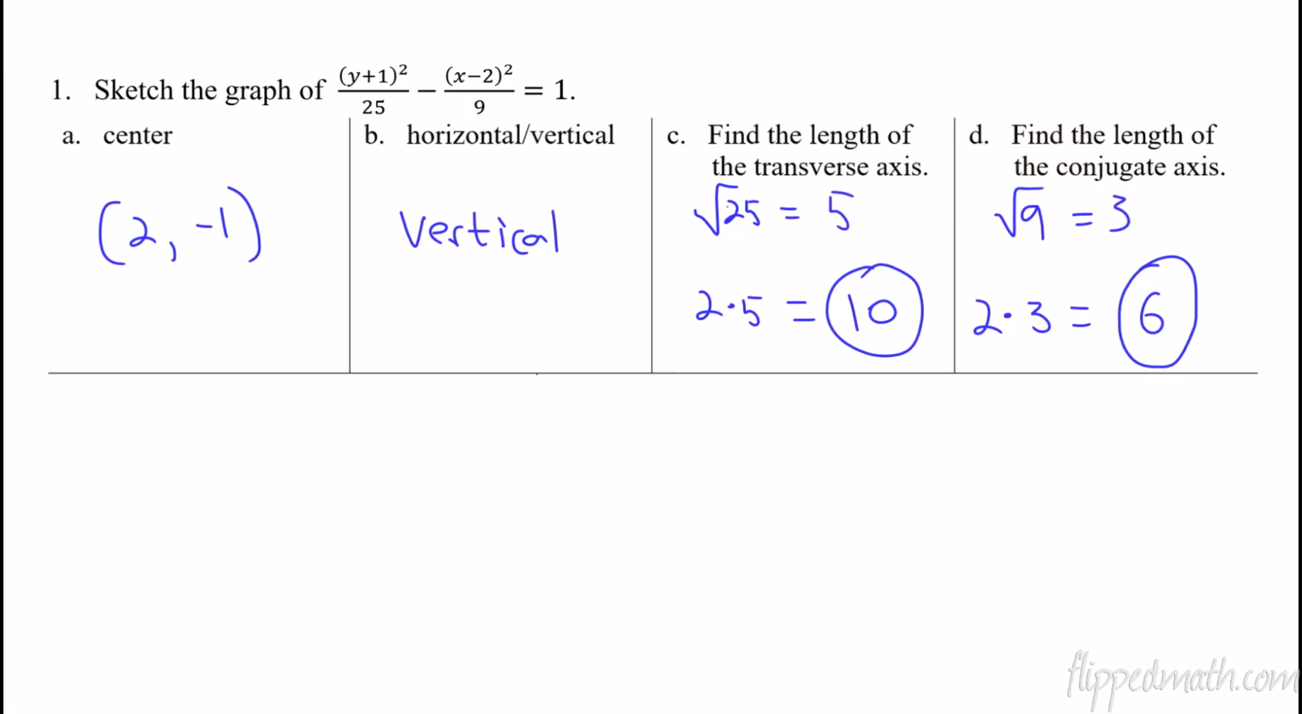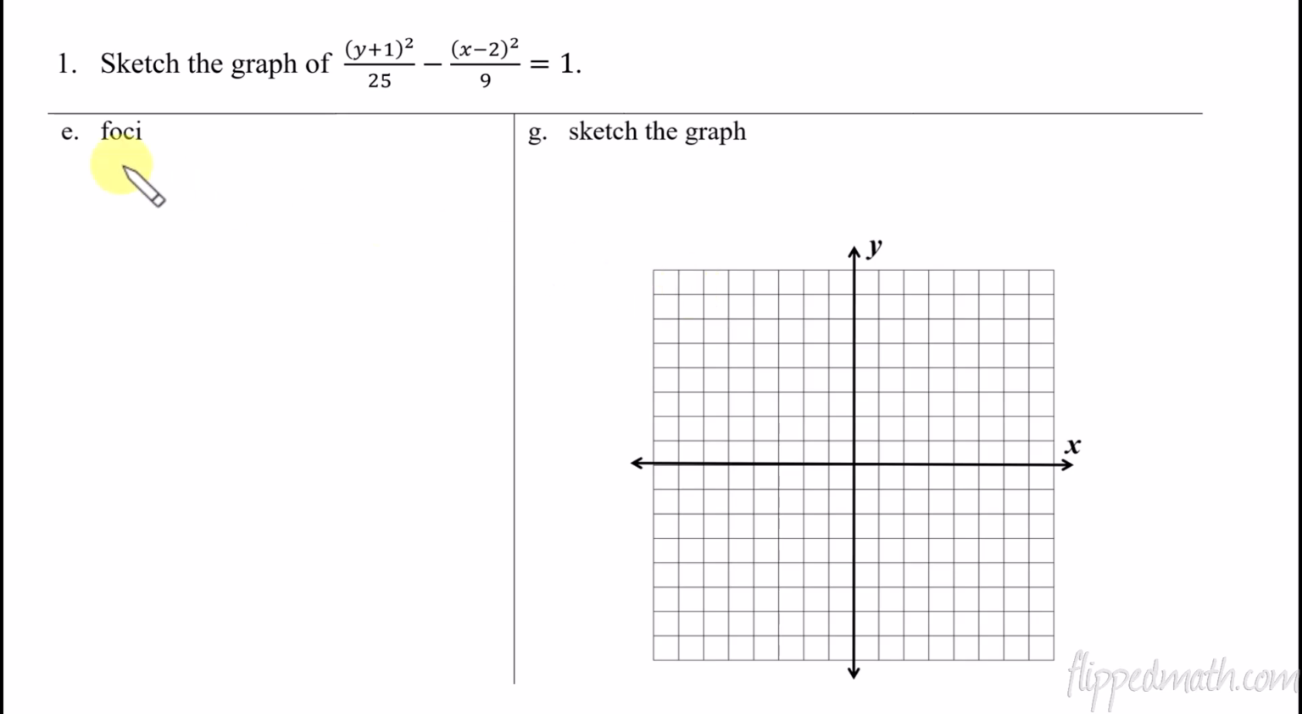So now when I go to my graph, I'm going to go ahead and start sketching the graph. I don't need the foci to be able to sketch the graph. I'm going to show you how to get the foci, but we don't even need those to create the graph of this. So let's start off here. What was I saying? The center's at 2, -1. So go ahead and put that 2, -1.